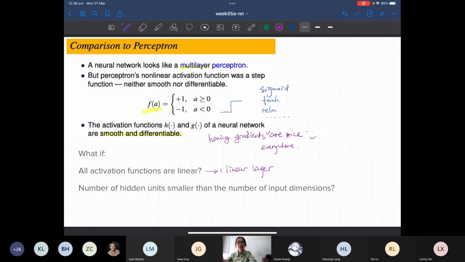Yeah, the second question has already been asked. So if we restrict the number of hidden units to be smaller than the number of input dimensions, or just restrict it point blank, then we no longer have the universal approximation property. Okay, there are a bunch of questions.